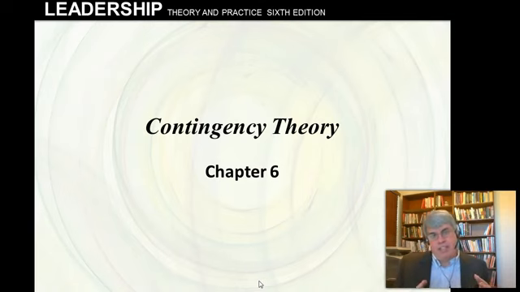Now we're going to see that one of the problems with it is that it has a fairly limited application, but because it does work and it does cause us to think about leadership in ways that other models don't, we're going to dedicate this whole chapter to the contingency theory.